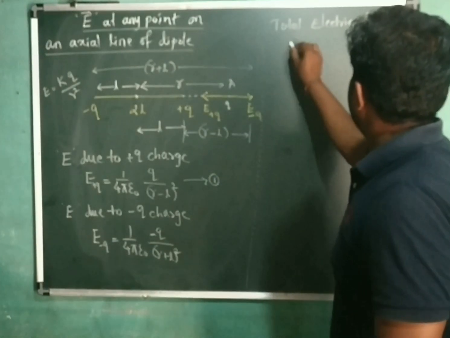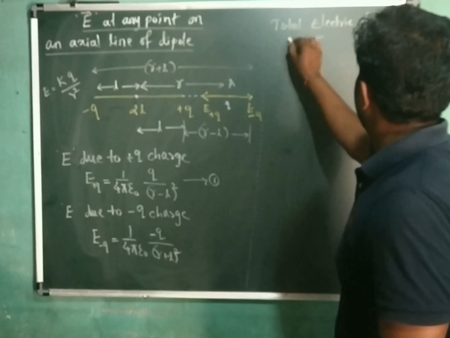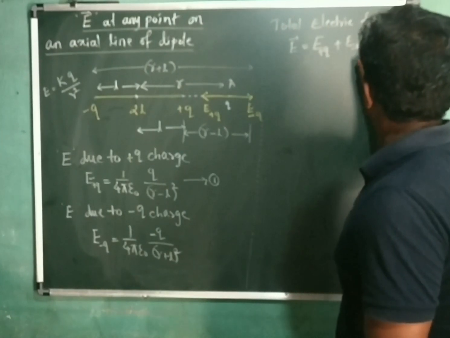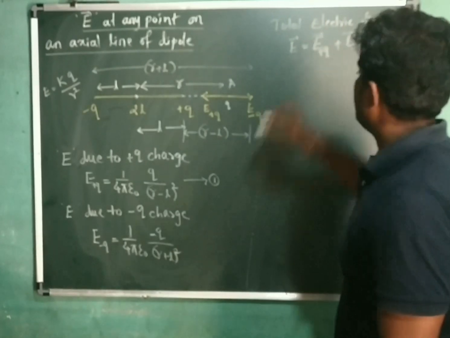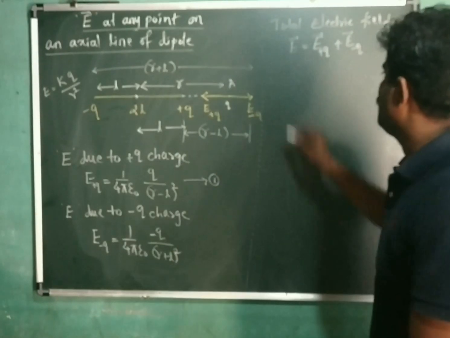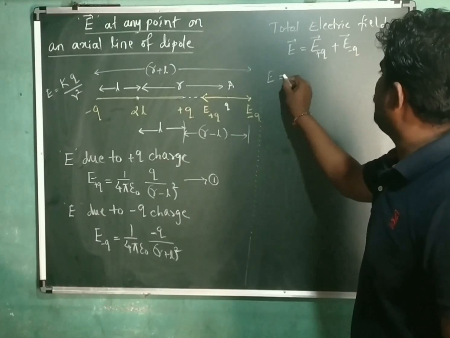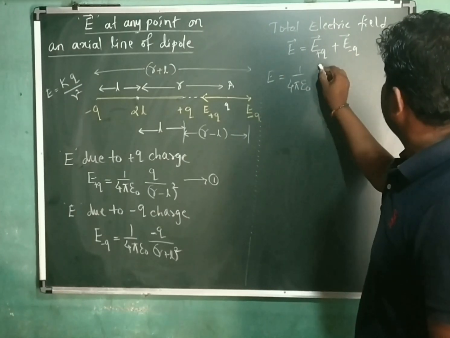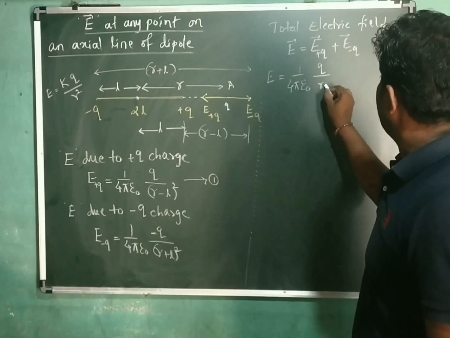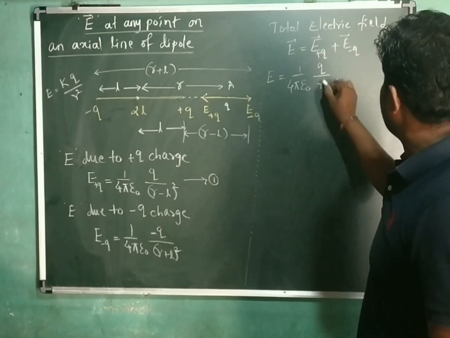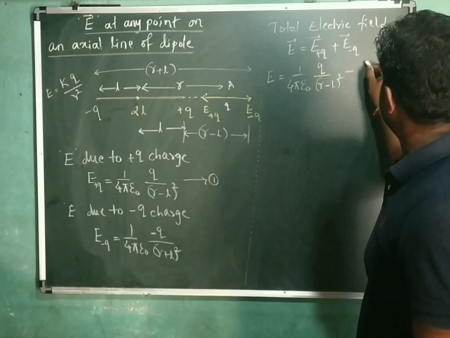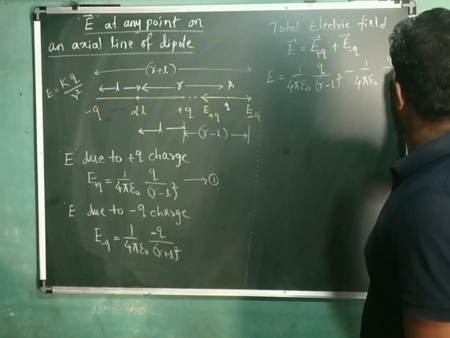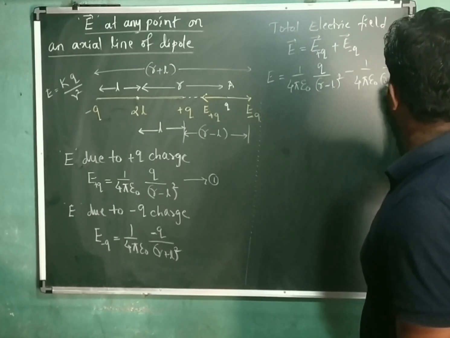That is, E is equal to the electric field due to the plus q charge and the electric field due to the minus q charge. Since electric field is a vector quantity, I have to consider the direction also. Therefore, E is equal to 1 divided by 4 pi epsilon naught q divided by (r minus L) square, minus 1 divided by 4 pi epsilon naught q divided by (r plus L) square.